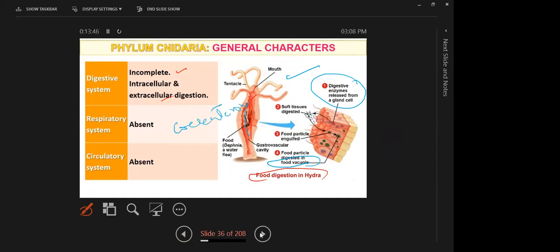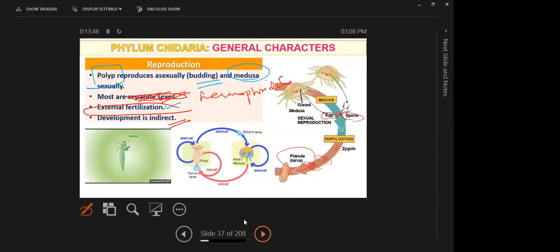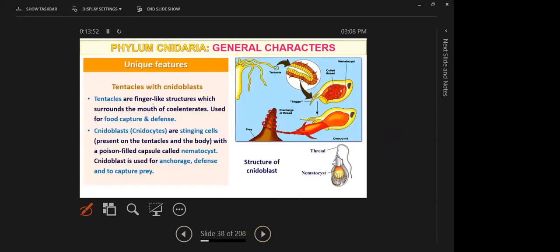But why Cnidaria? Mouth is the only opening, and from the mouth arise tentacles. What are tentacles? Finger-like structures that arise and surround the opening. What is the purpose of tentacles? They help in capturing food and are defensive in function.